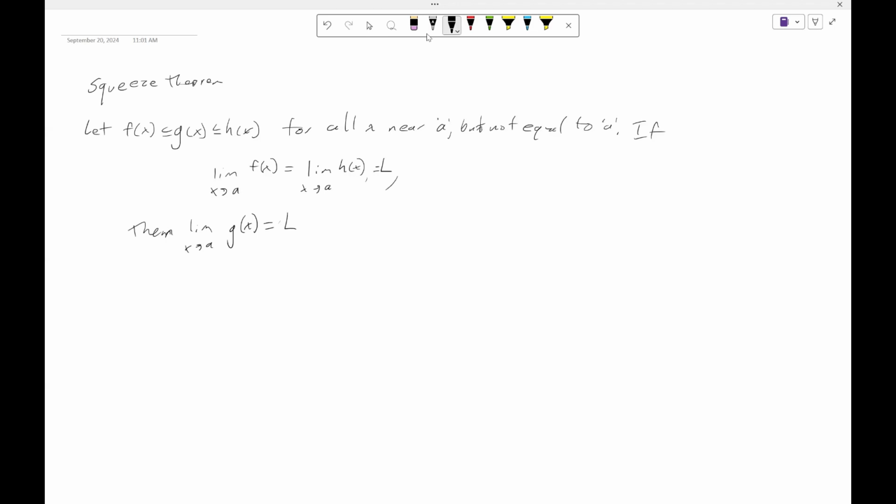And visually what's going on is, if I have a graph here, and let's say this is my point a, and I have this upper function here, and this lower function here, and it bends down like that, and this upper function bends up like that. Then my middle function, from both sides, gets squeezed into this point.